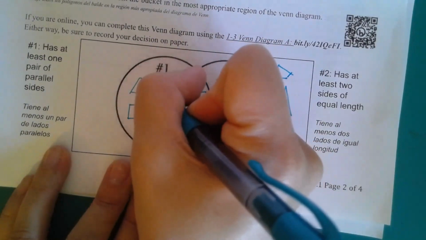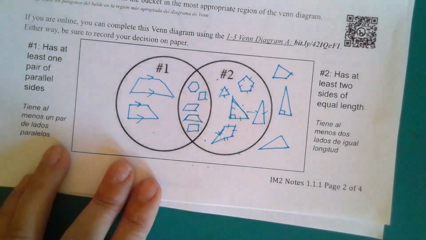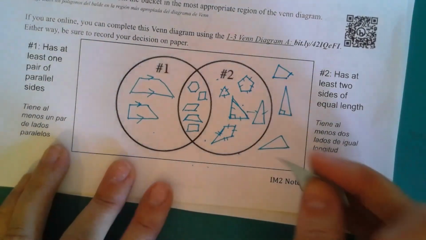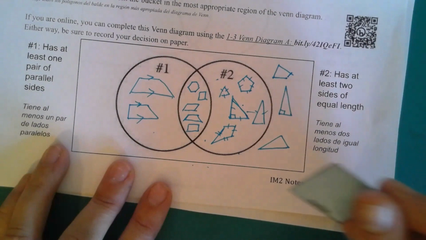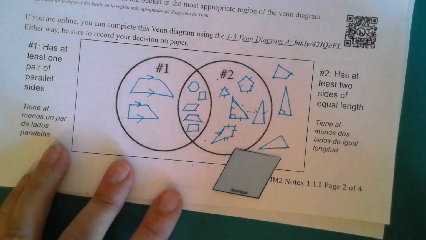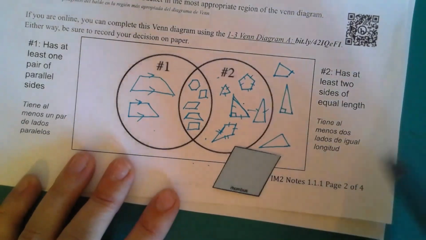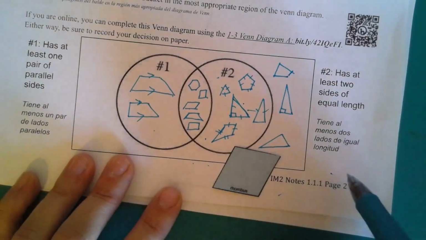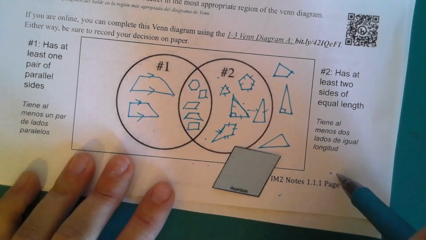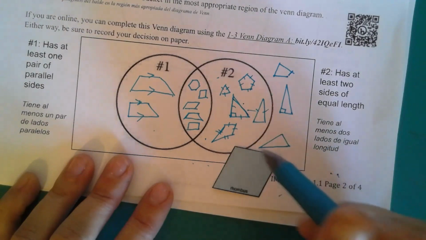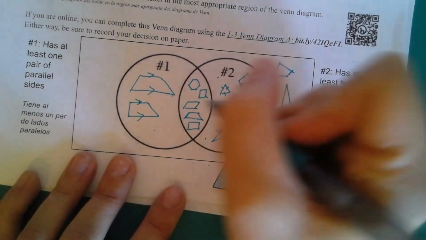Parallel, parallel, parallel, parallel. I'm not marking the ones in the interior because I think it would be too small. Okay, a rhombus. Rhombus is special. A rhombus is to a parallelogram like a square is to a rectangle. A rhombus has 2 sets of parallel sides, and all the sides are the same length. This meets both conditions.